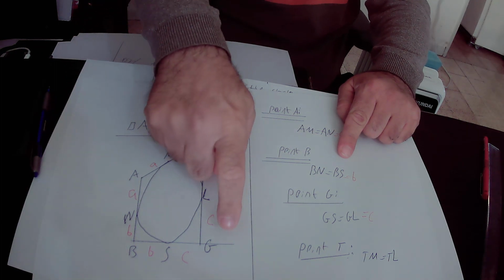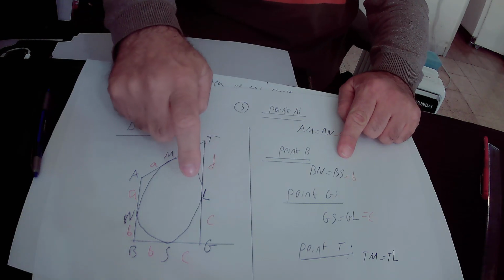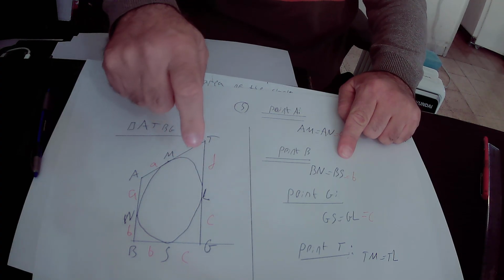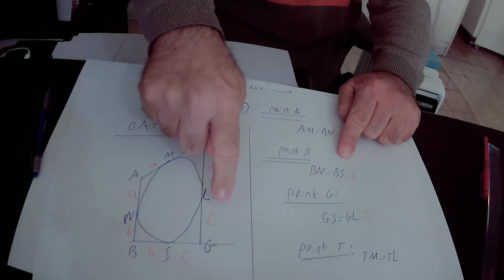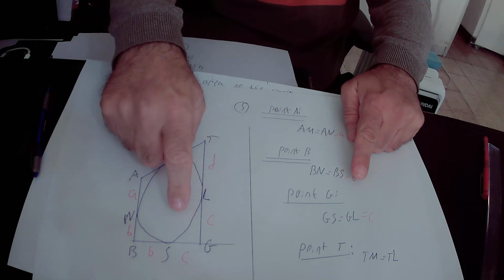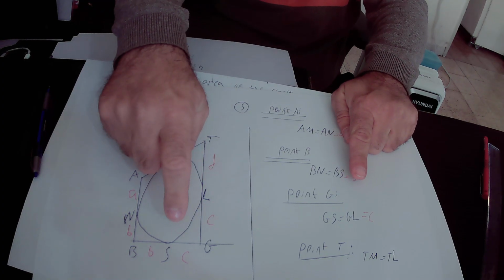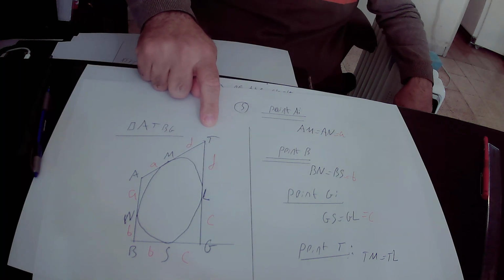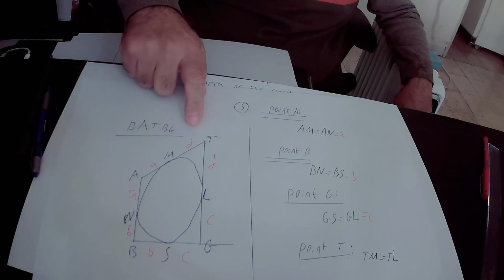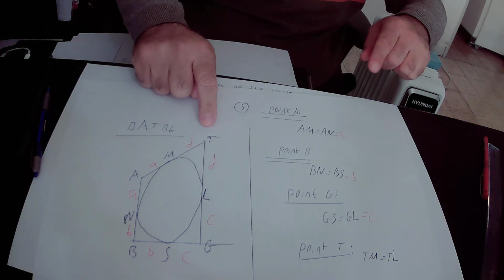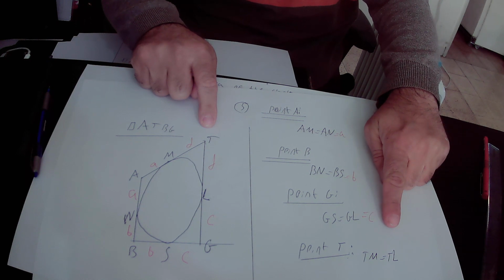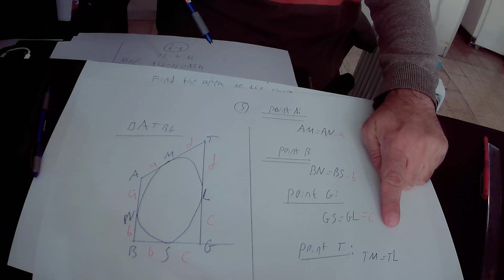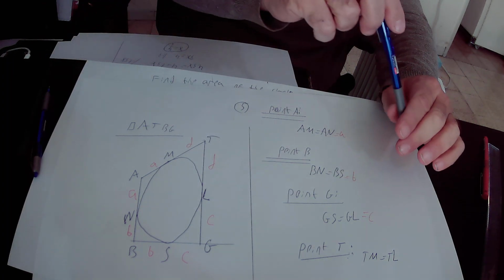Then we have the common external point, point G. From point G, we have two tangents to the circle, tangent GL and tangent GS. According to rule number 2, they must be equal to each other. So GL equals GS. So if GL is C, then GS must also be equal to C. And finally, we have the common external point, point T. From point T, we have two tangents to the circle, tangent TM and tangent TL. According to rule number 2, they must be equal to each other. That is to say, TM equals TL. So if TL is D, then TM must also be equal to D.